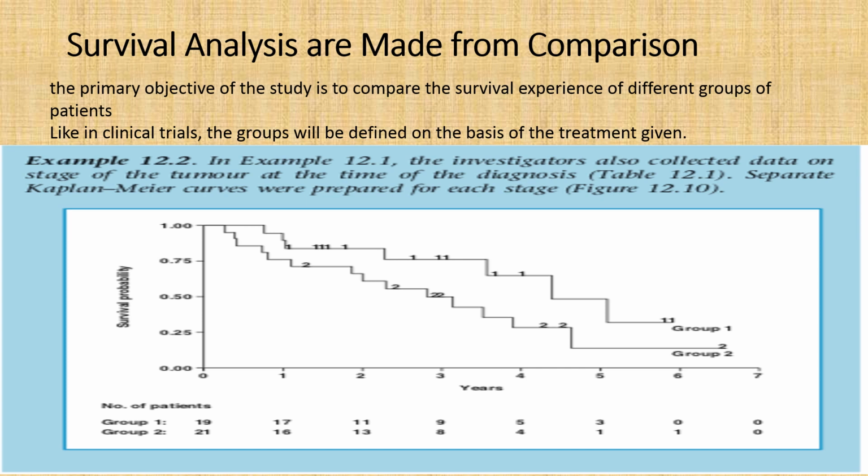So the patients in group 1 are surviving for a longer duration of time. They are surviving over a long period. This is the information we are getting from this survival analysis.